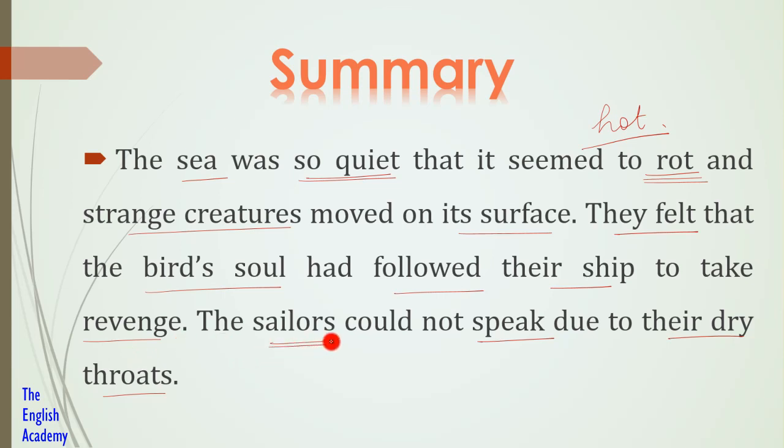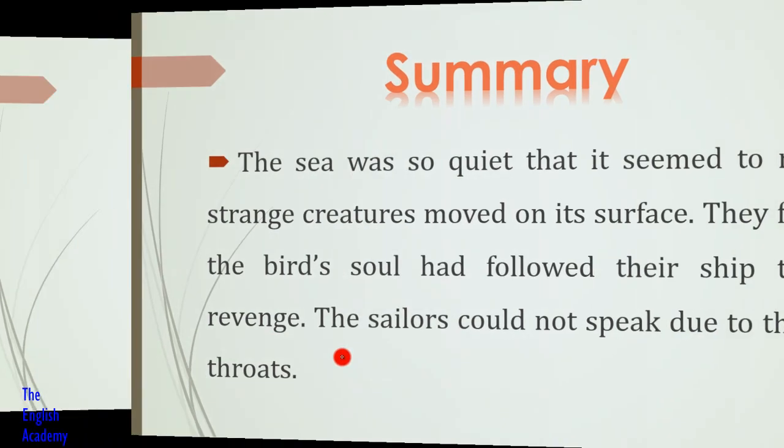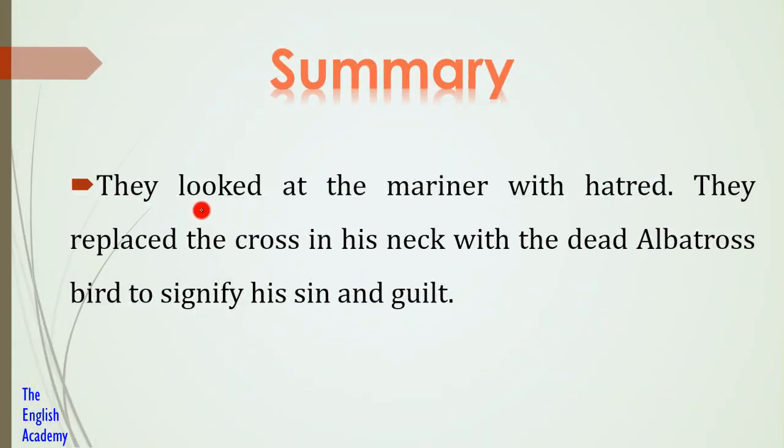The sailors were facing an extreme, acute shortage of water and they could not even speak. They felt that their throats were dry and choked with soot. Soot is dry smoke. So the mariner says that their throats were so dry, they were not able to speak and they felt as if they were choked with soot. They looked at the mariner with hatred. They replaced the cross on his neck with the dead albatross bird to signify his sin and guilt.